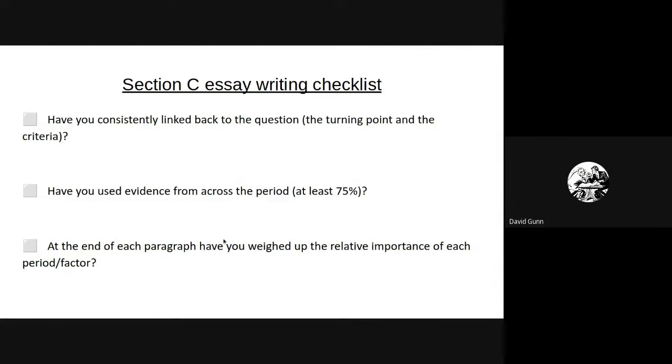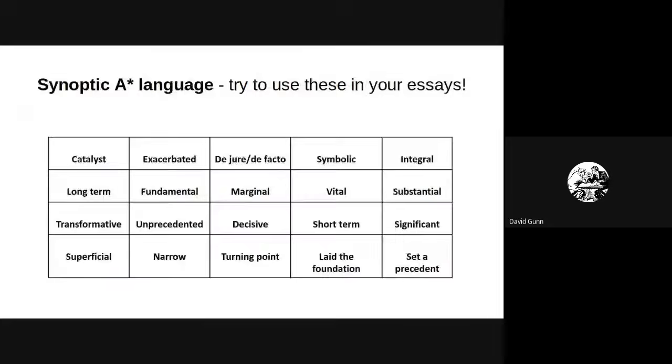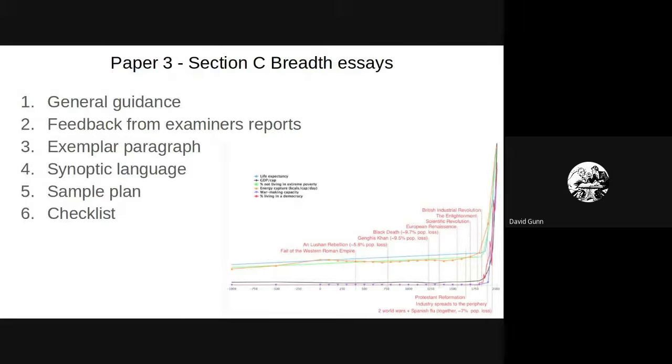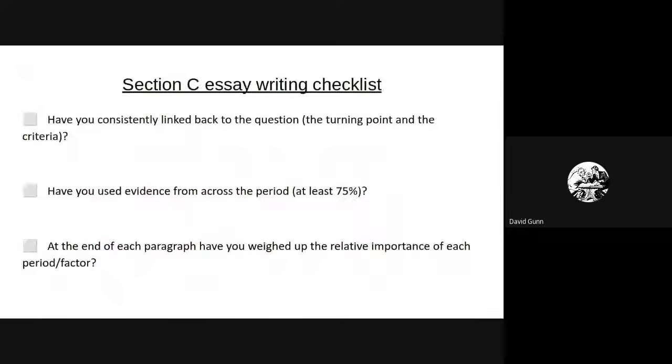And then at the end of each paragraph, have you weighed up the relative importance of each period or factor? You could potentially do these essays by time period, like early, middle, late, and then compare them in that way. But the main thing is going right back to the start, having this big picture macro analysis, making links over time. So seeing that really big picture with section C, not going into things in the same level of detail as you do with the depth essays, taking a step back, that big picture overview. Okay, I hope that was helpful.